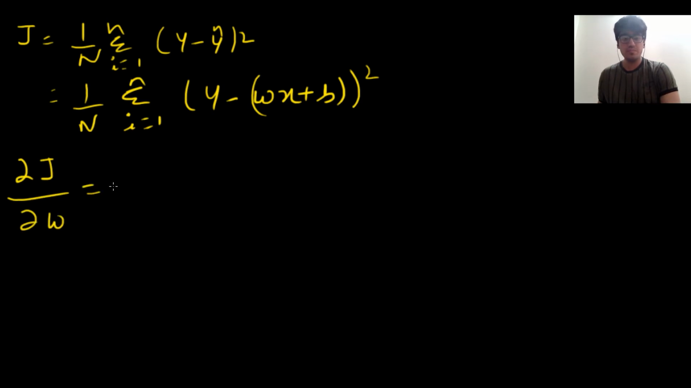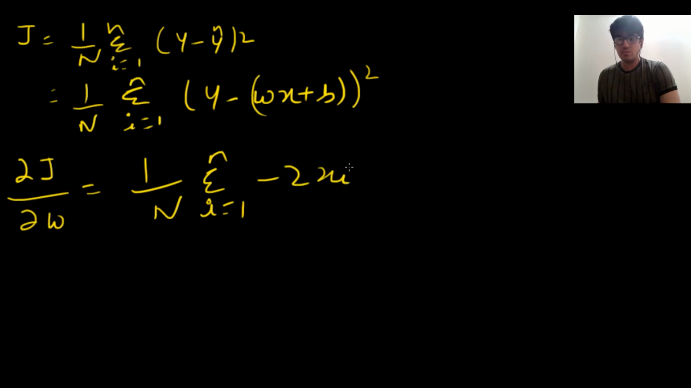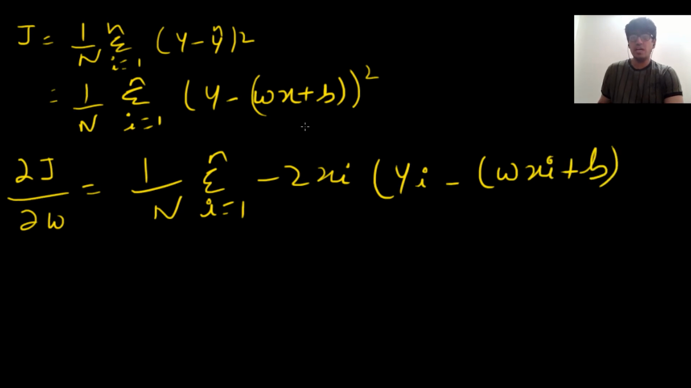dJ by dw equals to, now I've actually written down the derivative. It will be 1 by n into the summation of i from 1 till n, that will be minus 2xi into (yi minus (w xi plus b)). Now you need to take the derivative with respect to w in this case, and if you take the derivative with respect to w, the 2 will come over here, and the negative sign will come over here as well, and then you'll have the x as well. I just wrote it for one single data point, but you can avoid the i.